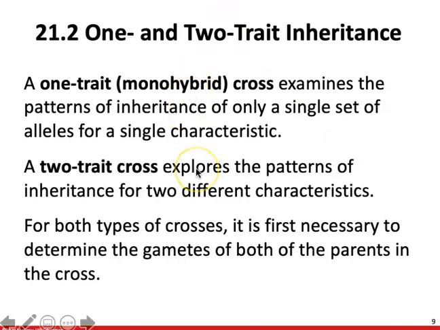In a two-trait cross or a dihybrid cross, we're going to look at two different characteristics. So we would look at plants that are short and produce maybe a purple flower as opposed to plants that are tall and produce a white flower. So in that case, we're looking at two different traits. We're looking at height and color and two different alleles for both of them. In both types of crosses, it's first necessary to determine the gametes of both parents in the cross, so that way we can predict the potential outcome.